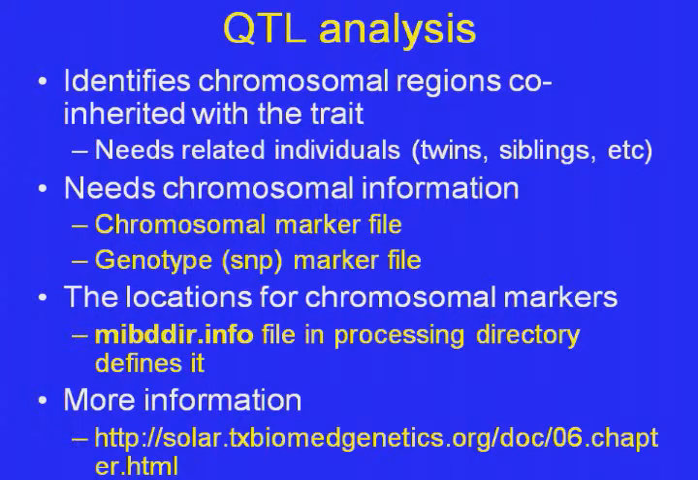The latest version of SOLAR is supposed to be able to perform QTL analysis based on the standard 1 million genotype markers. And the locations for the chromosomal markers are stored in the files known as mibd.info in the processing directory. And a lot more information on how to set this up can be found in the corresponding manual pages.